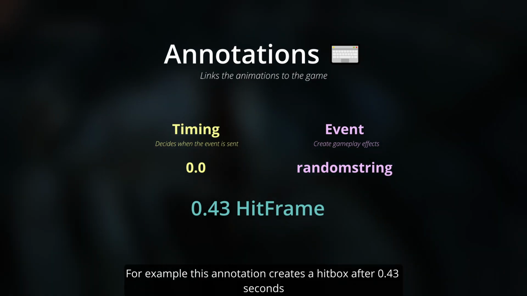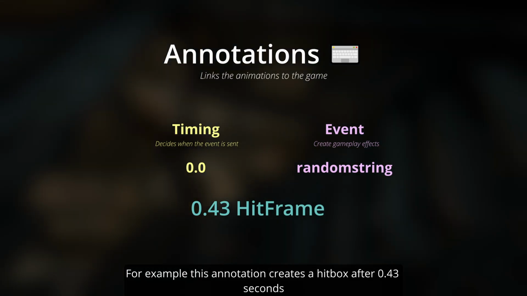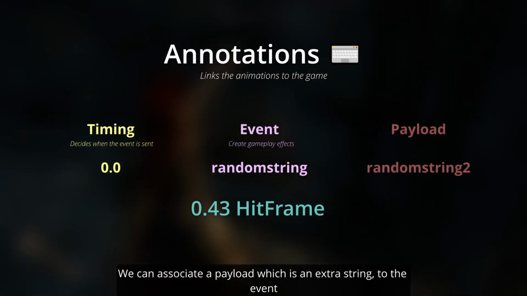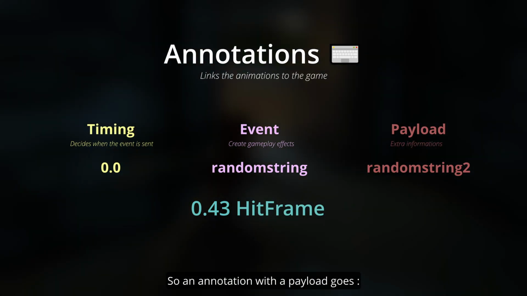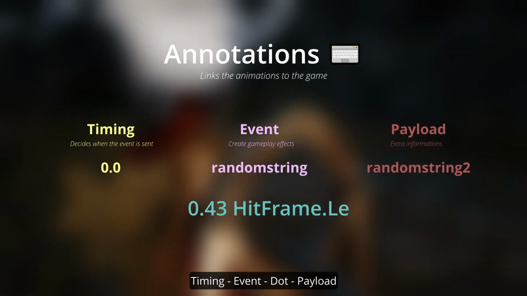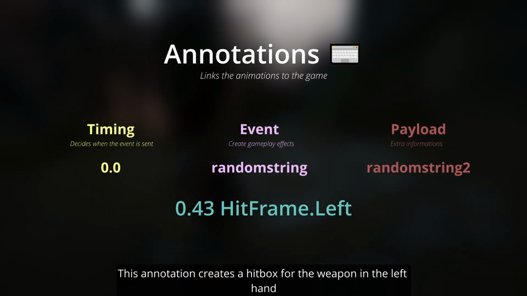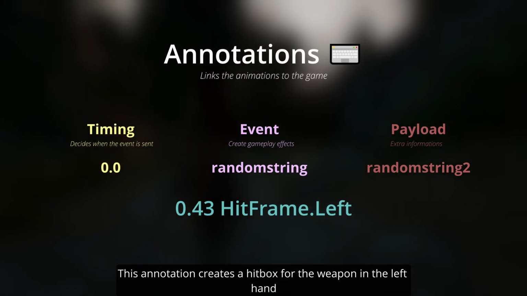For example, this annotation creates a hitbox after 0.43 seconds. We can associate a payload, which is an extra string, to the event. So an annotation with a payload goes: timing, event, dot, payload. This annotation creates a hitbox for the weapon in the left hand.